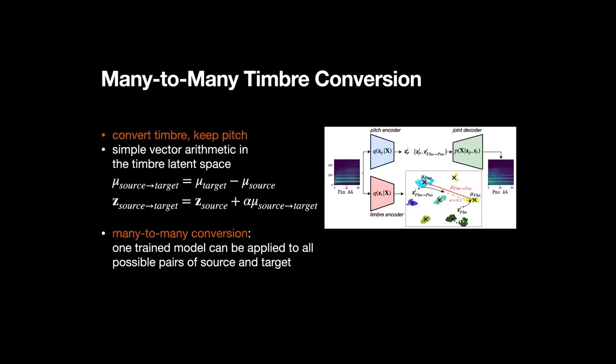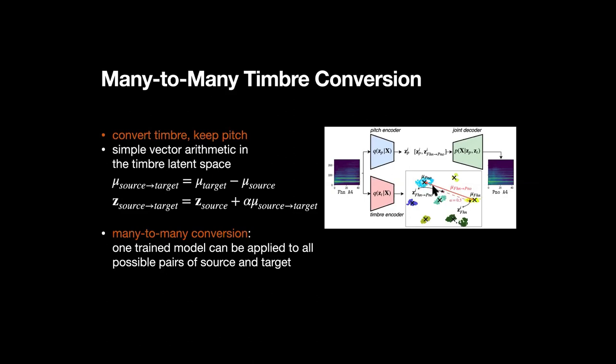The other application that we can consider is many-to-many timbre conversion. In this case, we want to convert the sound sample of French horn A4 to the sound sample of piano A4. The problem of timbre conversion is that we want to change the timbre without affecting the pitch. So we first input a French horn A4, and then we infer the pitch latent variable z_p. We don't manipulate or change the pitch variable here. Instead, we change the timbre variable in the timbre space, by traveling along the conversion vector from French horn to piano.